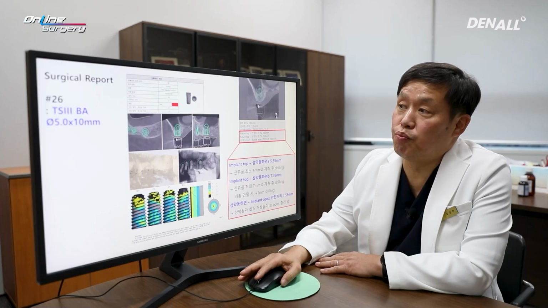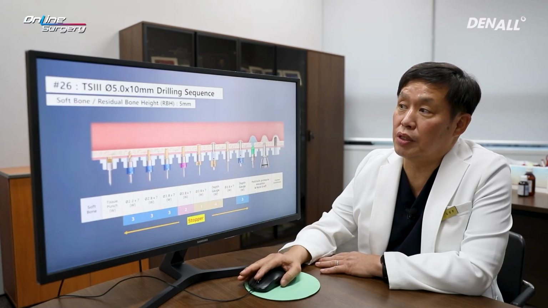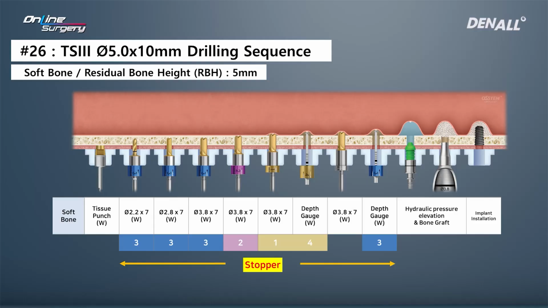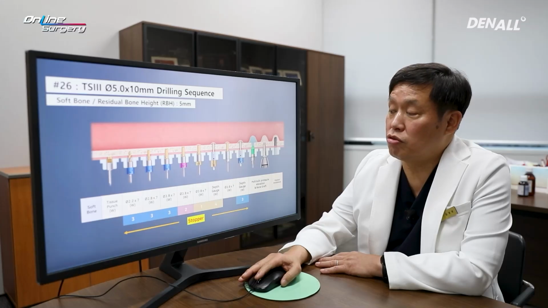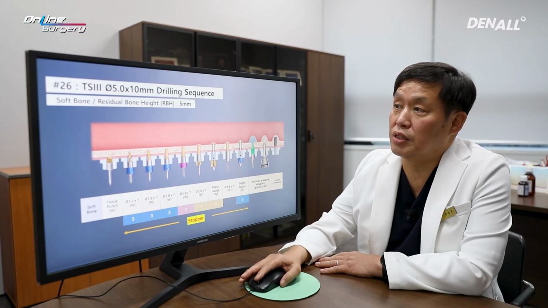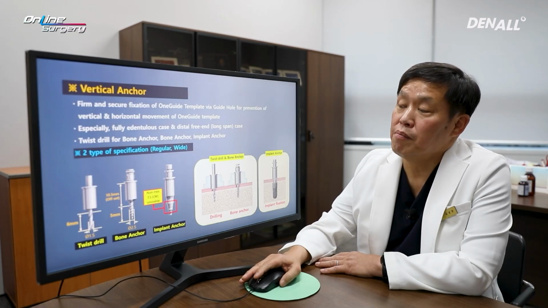For number 26, a TS3 5.0 by 10 mm implant was planned, and residual alveolar bone height was assumed to be 5 mm, and drilling will be done up to 4 mm. A 3 mm stopper on a 7 mm drill will be used, and the drill size will be expanded to 3.8, which is the final drill size. After sinus floor penetration, hydrolift, bone graft, and implant placement was planned.